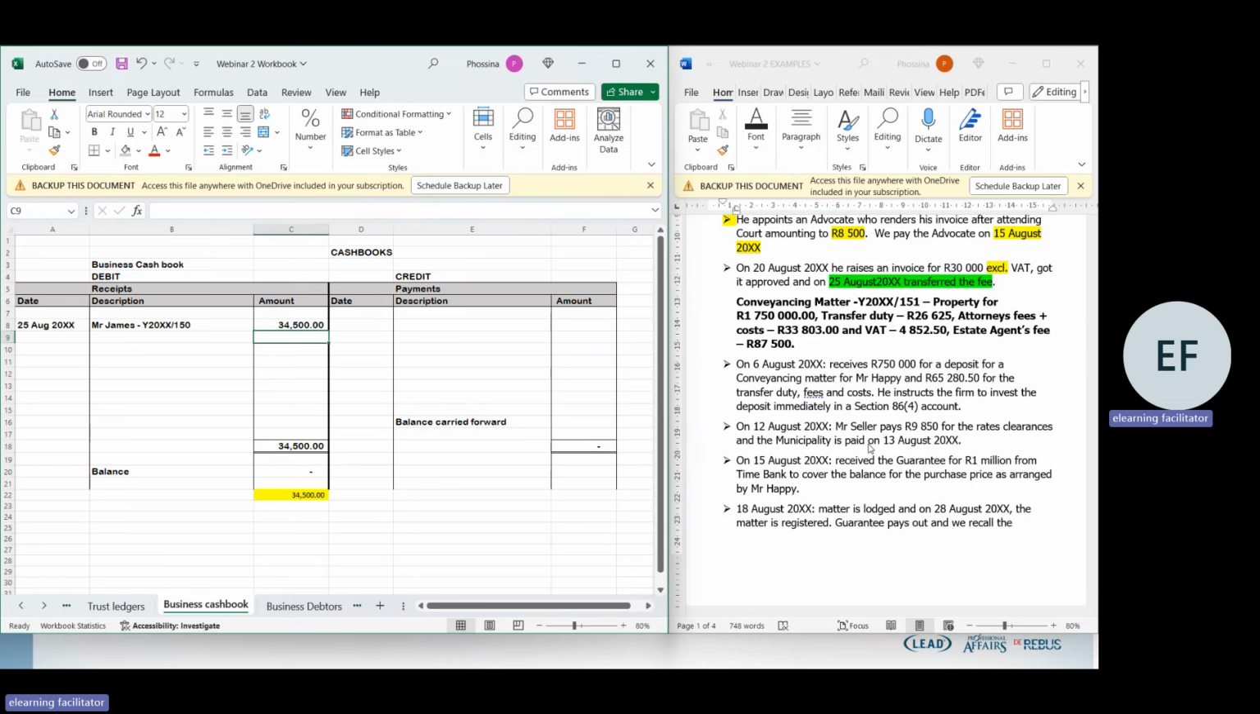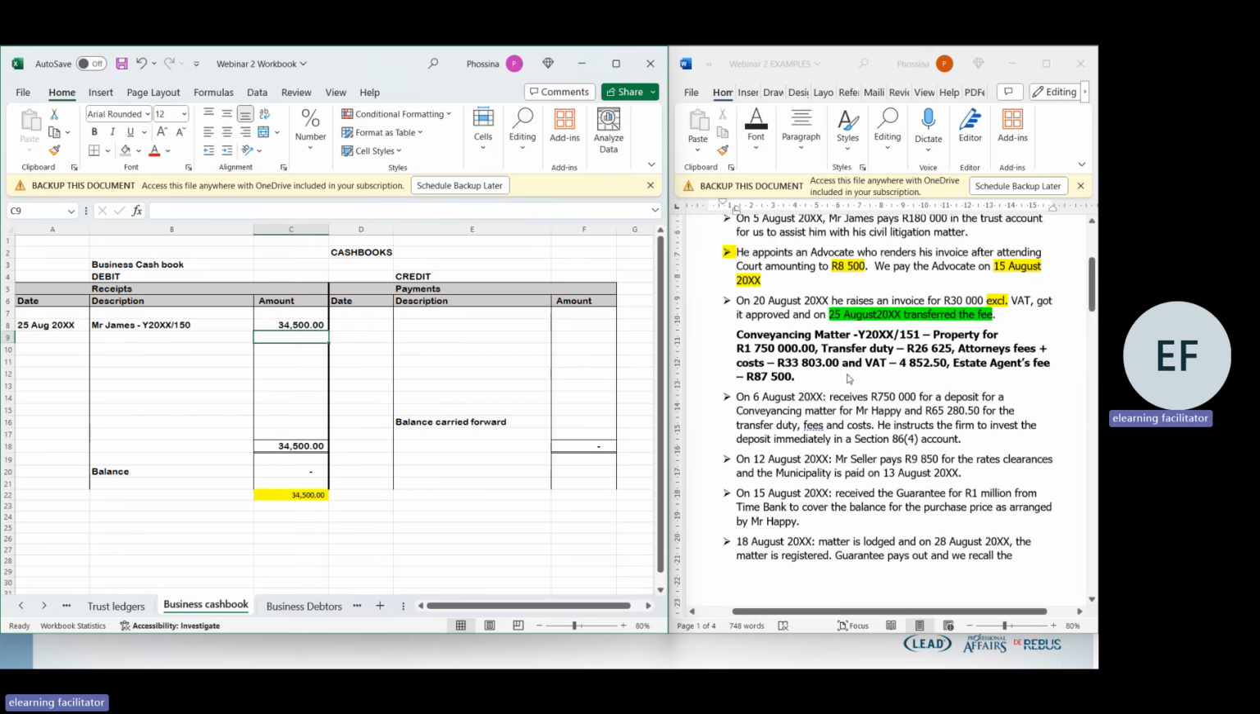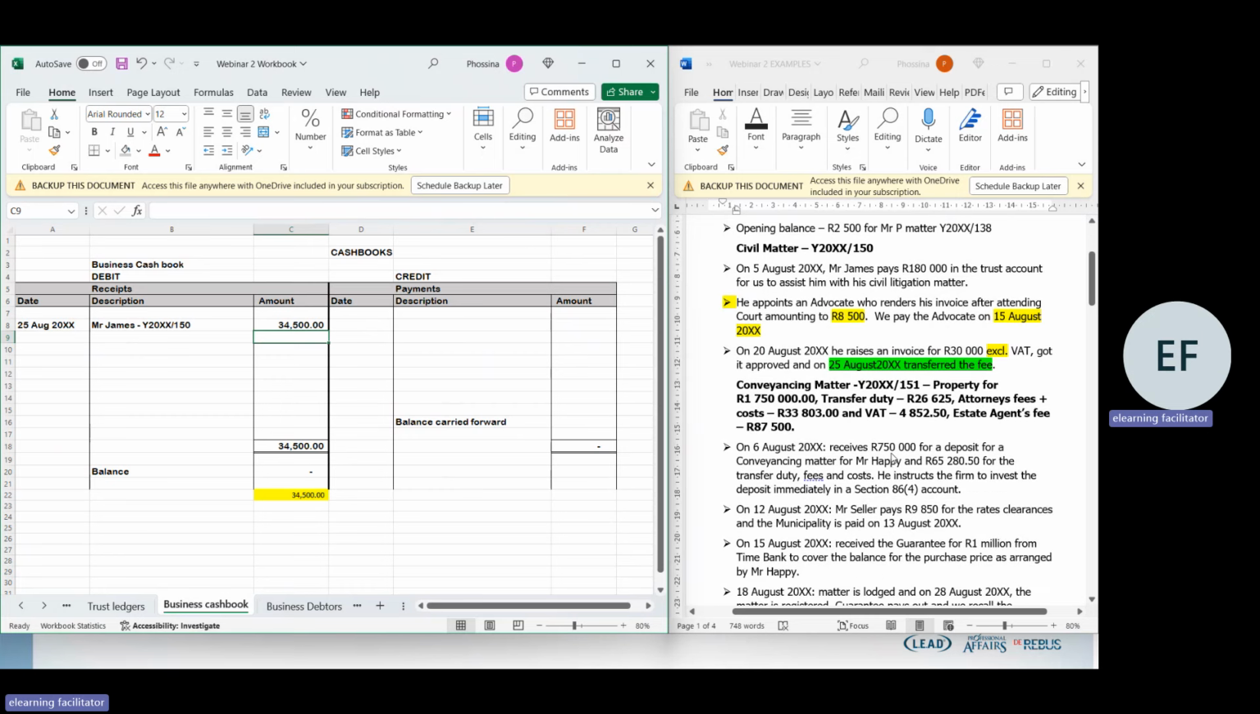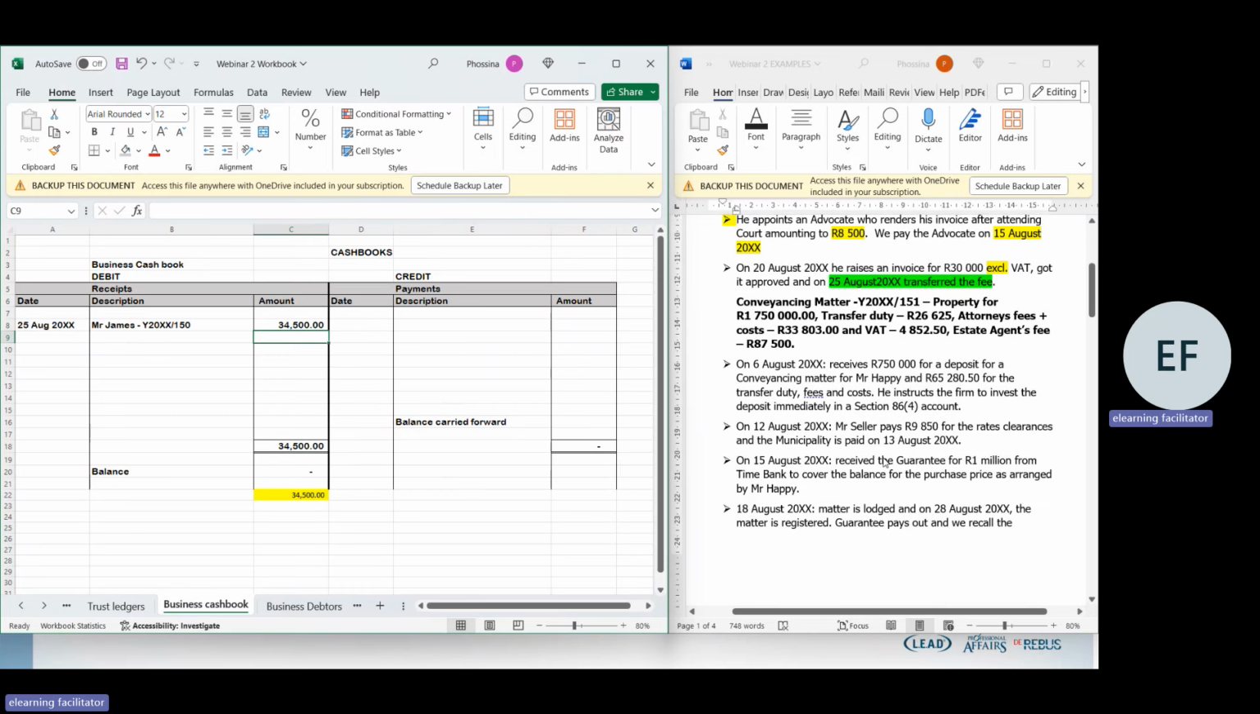After proceeding with this matter, we'll see how this transaction works. Remember, it's one firm, one matter. It's Mr. Wise's firm, Wise Attorneys Inc. This is what we're recording. This is their second matter in a month. You know, this is nice. It means the firm has got a lot of matters going on.